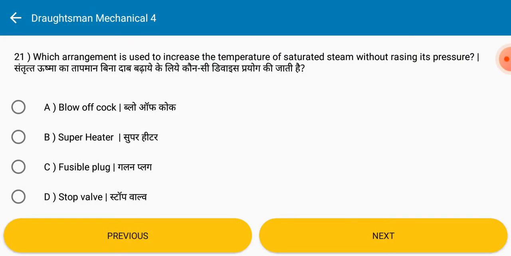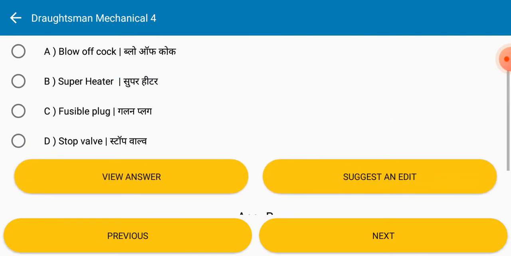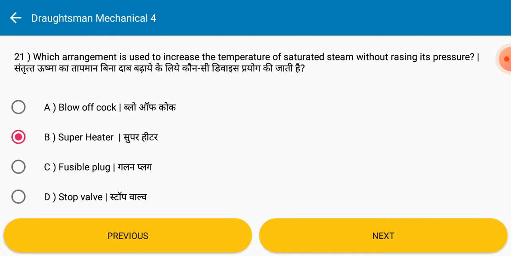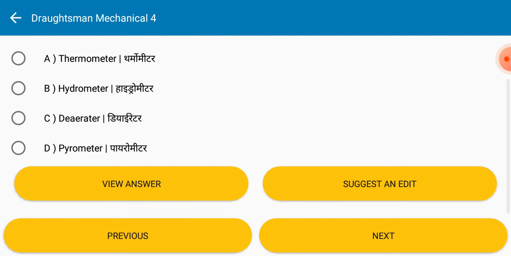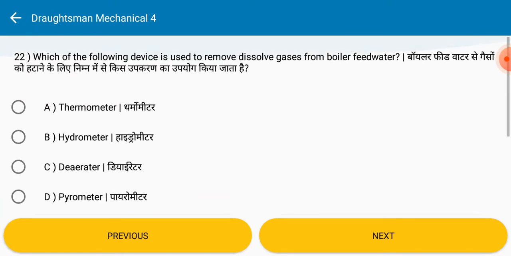Which arrangement is used to increase the temperature of saturated steam without raising its pressure? The right answer is option number B, superheater. Next question. Which of the following device is used to remove dissolved gases from boiler feed water? इसे रिपीट कर देते हैं. Which of the following device is used to remove dissolved gases from boiler feed water? Option number C is the right answer.